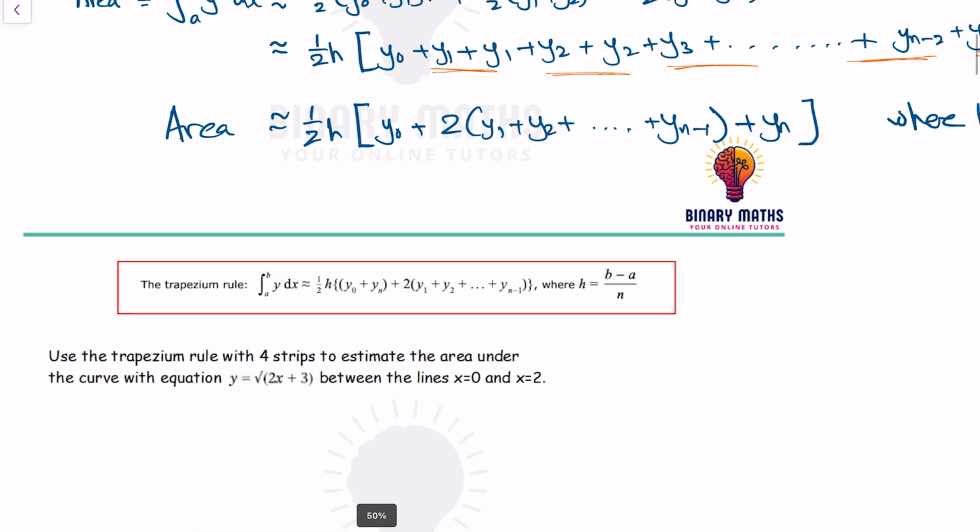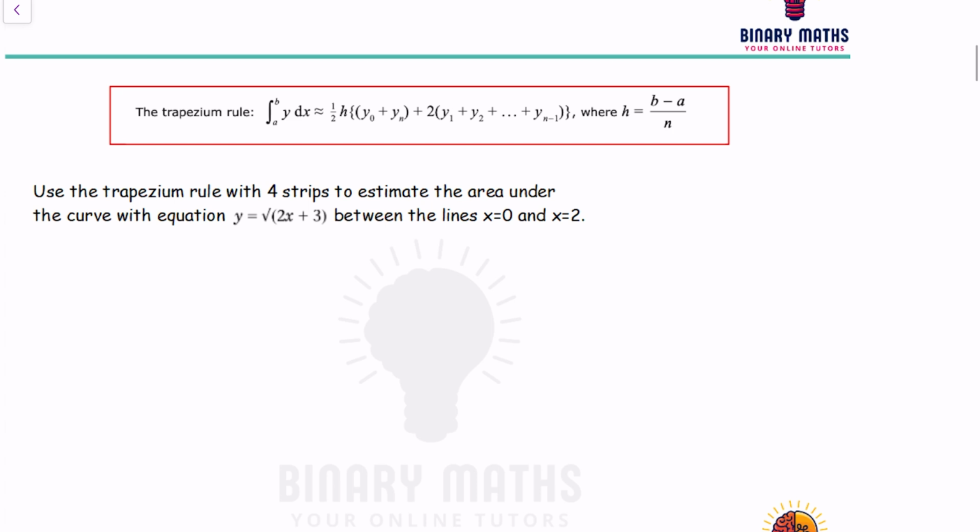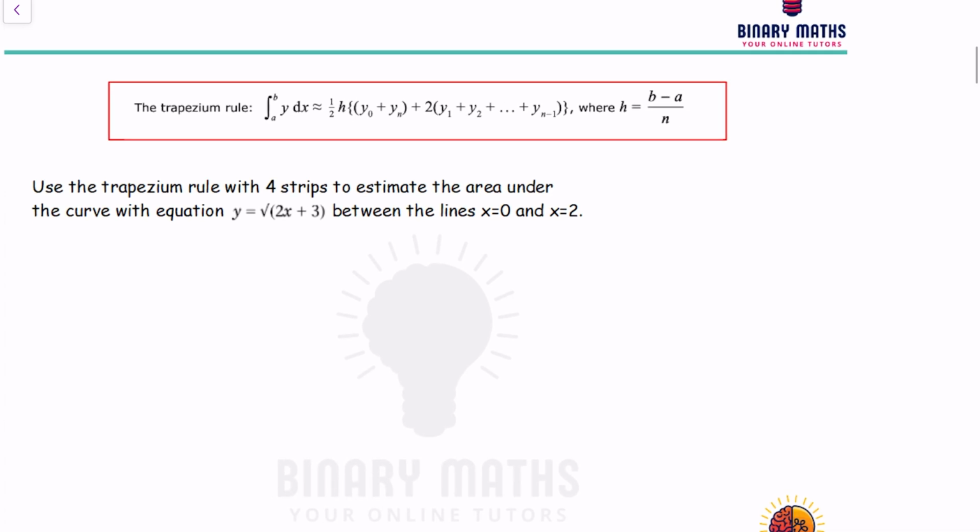Okay, let's go through it via an example. Use the trapezium rule with 4 strips to estimate the area under the curve with equation y is equal to root 2x plus 3 between the lines x equals 0 and x equals 2. A thing to note is this formula is available for you in the formula booklet, so you do not need to memorize it.